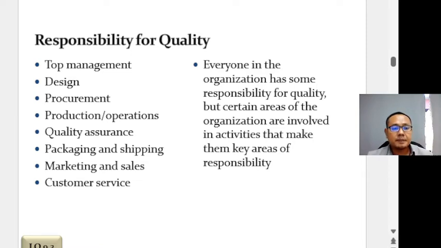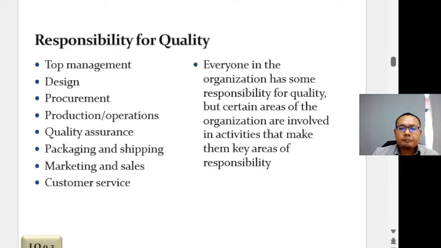So it is true that all members of an organization have some responsibility for quality, but certain parts of the organization are key areas of responsibility. On top of that list, of course, top management has the ultimate responsibility for quality. While establishing strategy for quality, top management must institute programs to improve quality, direct, guide, and motivate managers and workers, and set an example by being involved in quality initiatives. Examples include taking training in quality, issuing periodic reports on quality, and attending meetings on quality.